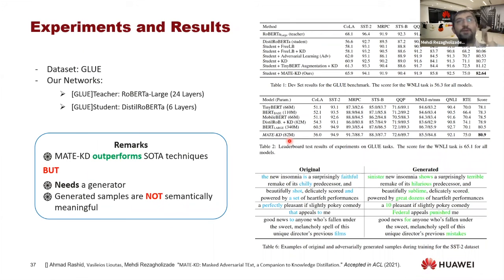For the experiments, this paper was accepted in the ACL main conference, and we had very solid, promising results with this approach, which we call MATE KD. Especially for knowledge distillation, it beats all the state of the art, and it got rank 1 on the GLUE leaderboard for 6-layer BERT models.